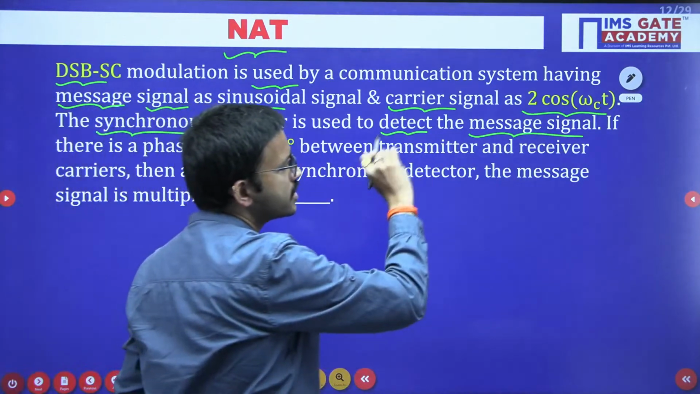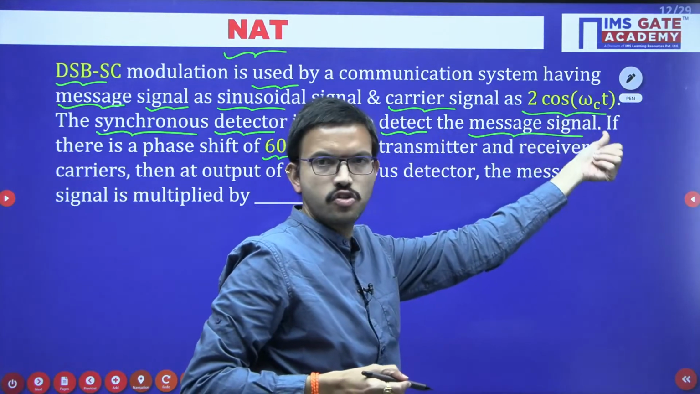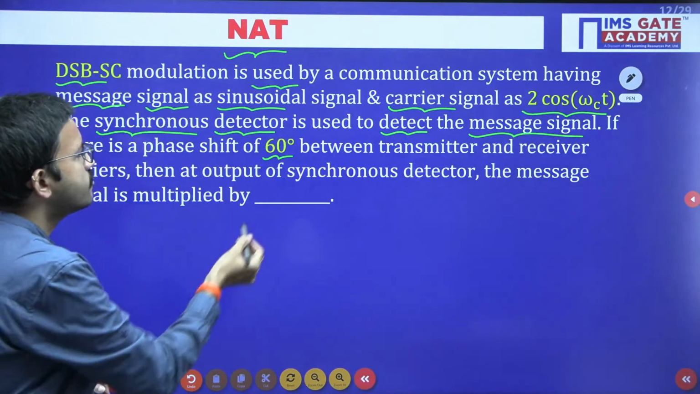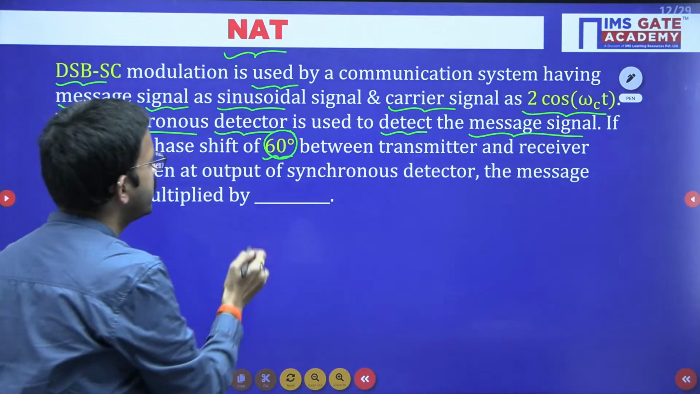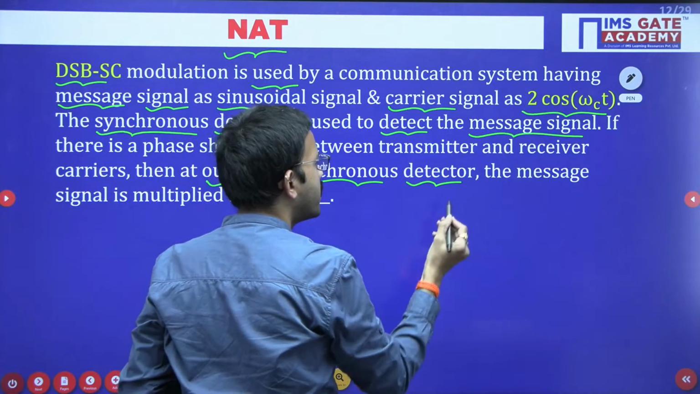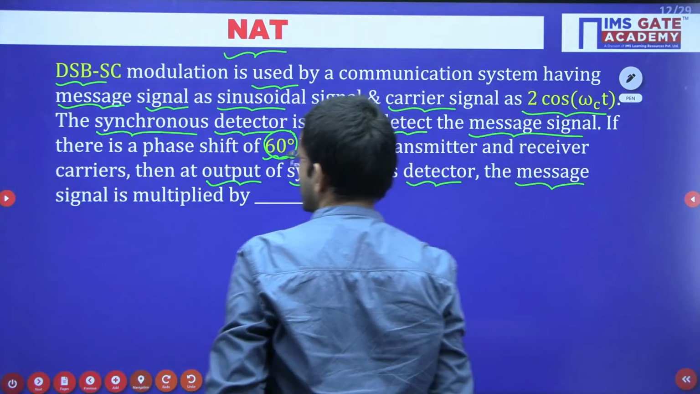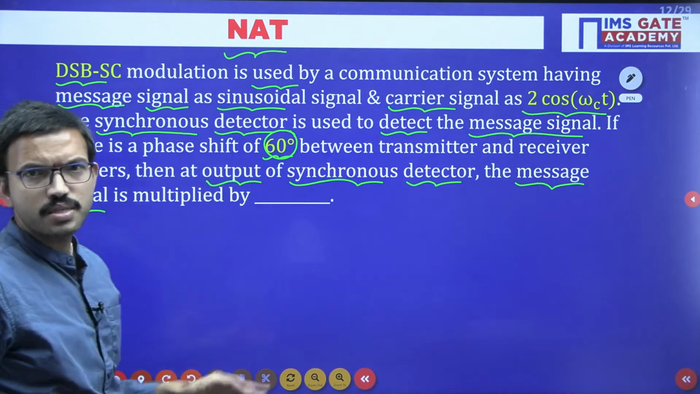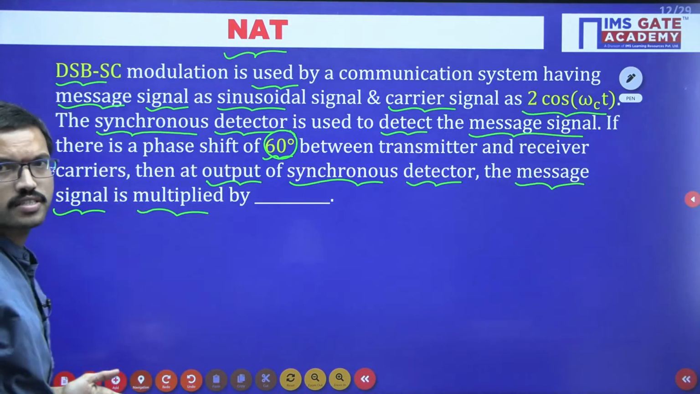In the transmitter section, you have used the carrier signal cos omega ct. Here there is no phase shift, but at the receiver you have used the same signal with a phase shift of 60 degrees. Now the question is, what is the output that you are going to get at the output of the synchronous detector? In that output signal, what is the final expression? You will get it in terms of m of t, so m of t multiplied by how much factor? That is the question.